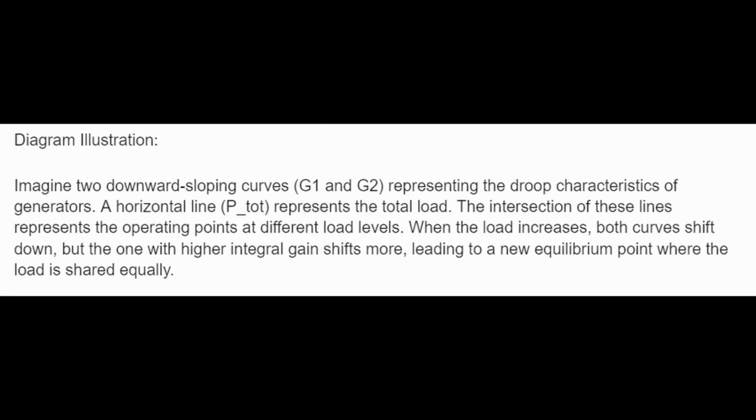Here's the diagram. We're looking at two downward sloping curves, G1 and G2, representing the droop characteristics of generators. A horizontal line, P tot, represents the total load. The intersection of these lines represents the operating points at different load levels. When the load increases, both curves shift down, but the one with the higher integral gain shifts more, leading to a new equilibrium point where the load is shared equally.